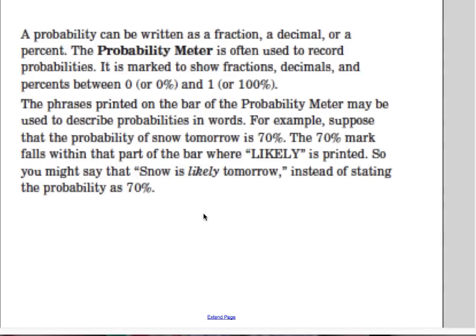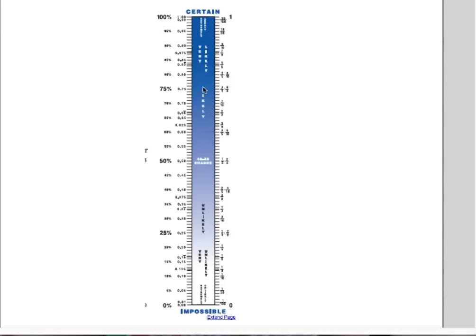The phrases printed on the bar of the probability meter may be used to describe probabilities in words. For example, suppose that the probability of snow tomorrow is 70%. The 70% mark falls within that part of the bar where likely is printed. So you might say that snow is likely tomorrow instead of stating the probability as 70%. See here where it says likely, and 70% is marked right here, falls in that likely area.